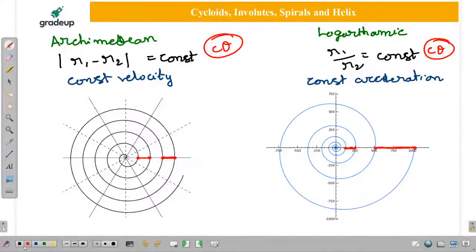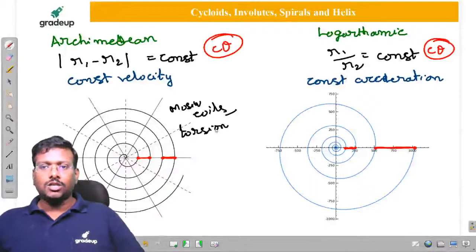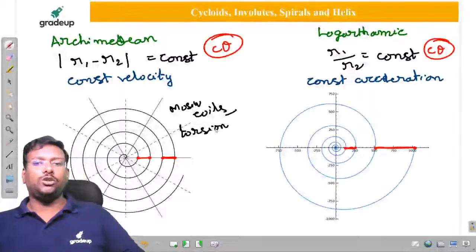So can you give examples of them? Examples for this Archimedean spiral, just now you said, are a spider net and mosquito coils, or otherwise a torsion spring. So how many people are aware of a torsion spring? Because the majority are not aware of it. So what is a torsion spring? I will explain, just you observe.